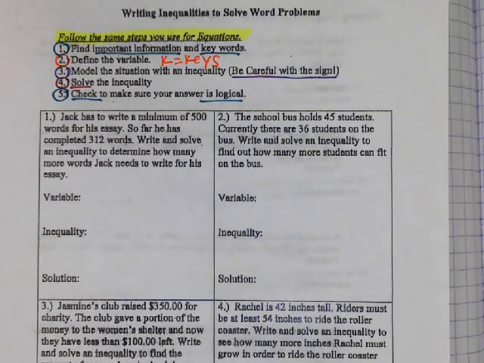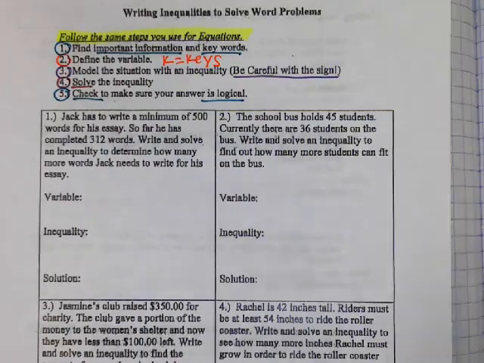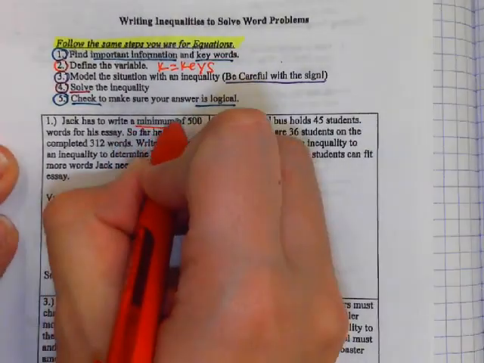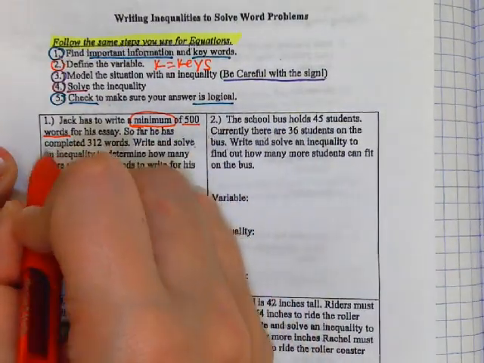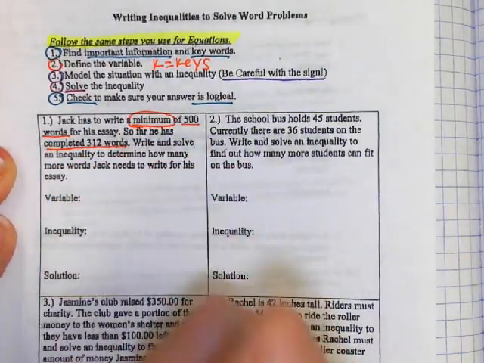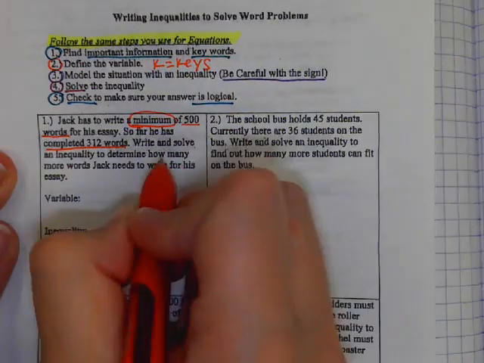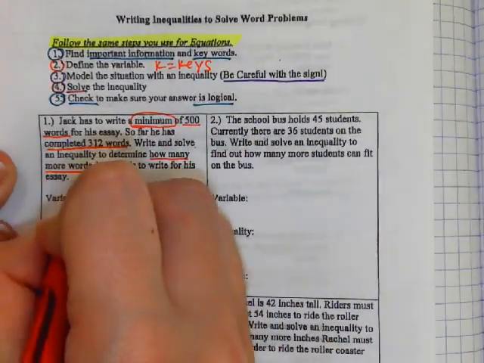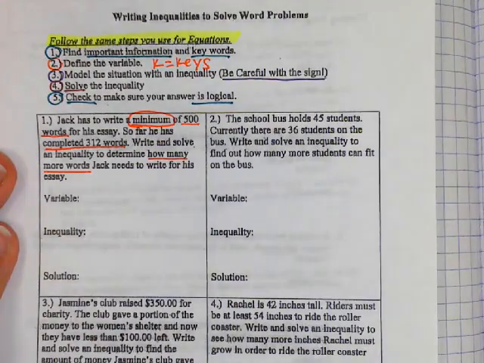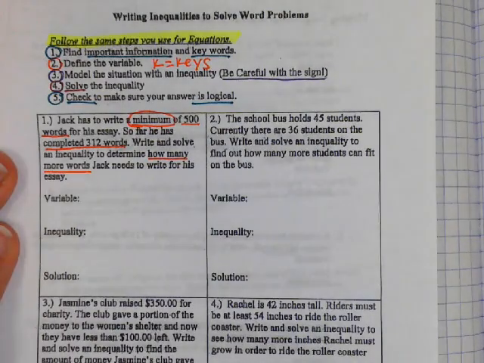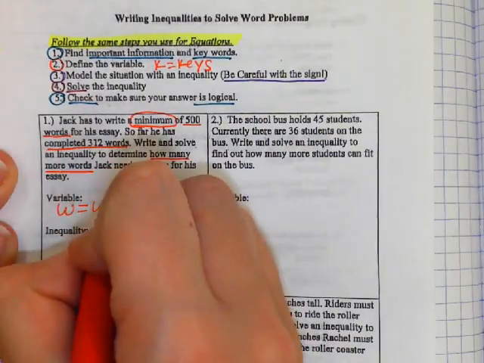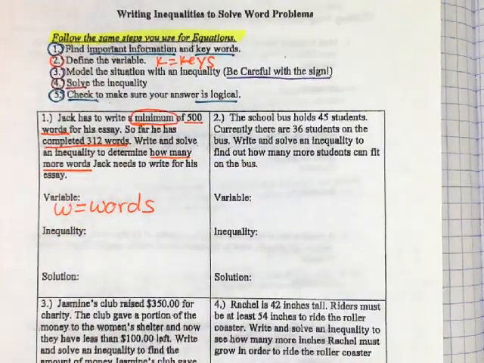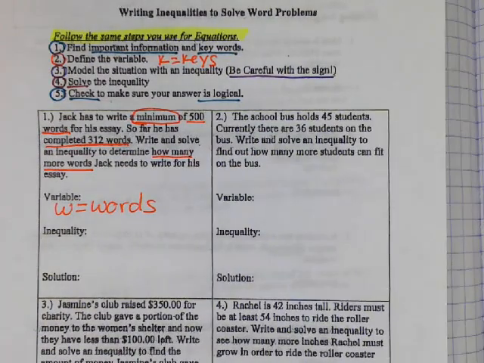Okay. So number 1. Jack has to write a minimum of 500 words for his essay. So far, he has completed 312 words. Write and solve an inequality to determine how many more words Jack needs to write for his essay. Well, we're talking about words, okay? So my variable is W for words.